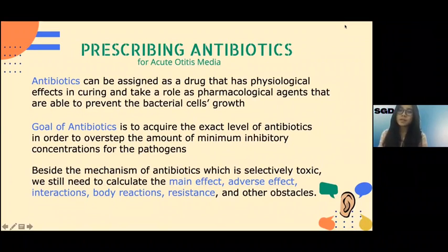Hello, my name is Evi Esianto, and I'm going to be presenting about antibiotics itself. So antibiotics are drugs that have physiological effects in curing and are also able to prevent bacterial cell growth. The main goal of antibiotic therapy itself is to acquire the exact level of antibiotics in order to exceed the minimum inhibitory concentration for the pathogens. But besides the mechanism of antibiotics, which is selectively toxic, we still need to consider the main effect, adverse effect, interaction, body reaction, resistance, and other obstacles.